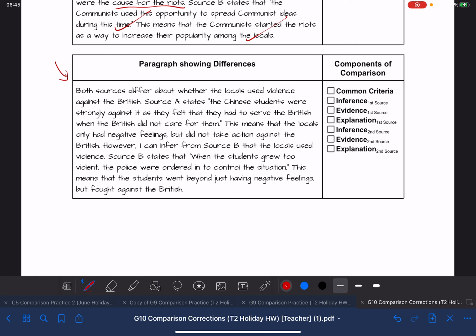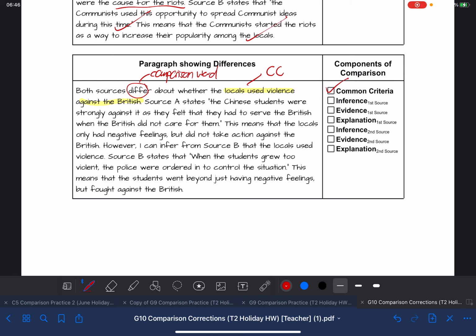Okay, at this point, I assume that you are done with your marking for this example. Let me go through it. So when I read this, let's see, both sources differ about whether the locals use violence against the British. Okay, so this is your common criteria, your CC, and this is your comparison word. But is it similar or is it different? You're answering the question. Okay.